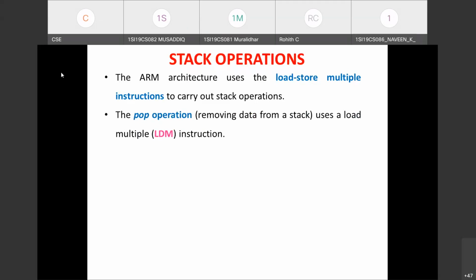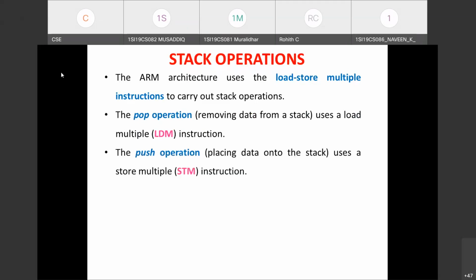Since we need to retrieve, load means it is fetching the data or reading the data from the memory, which is the pop operation. Coming to the push operation, which is nothing but writing the data onto the stack, it makes use of store multiple instruction. That is, STM instruction is used for push operation.